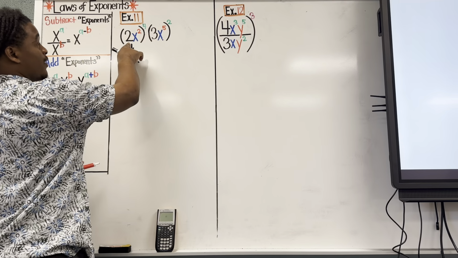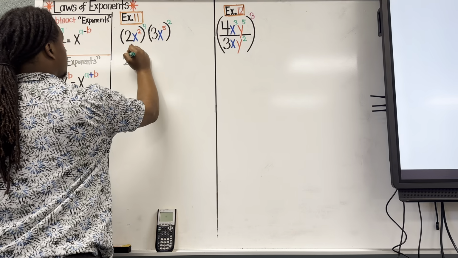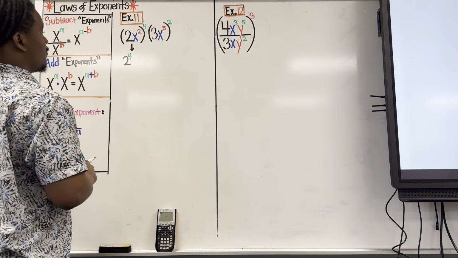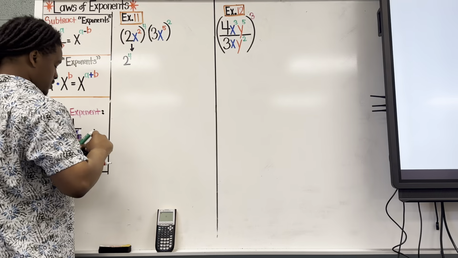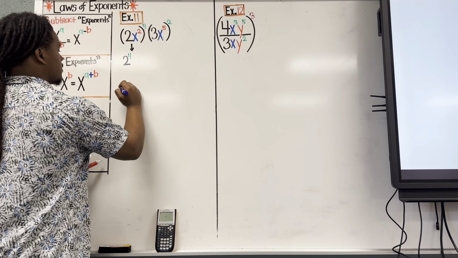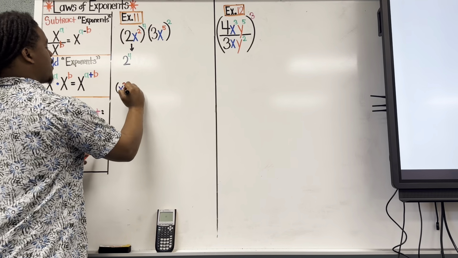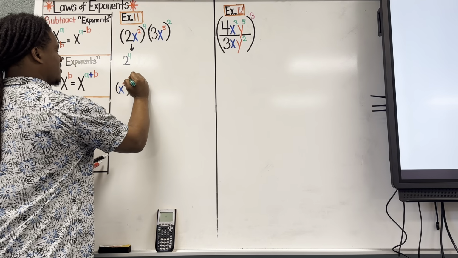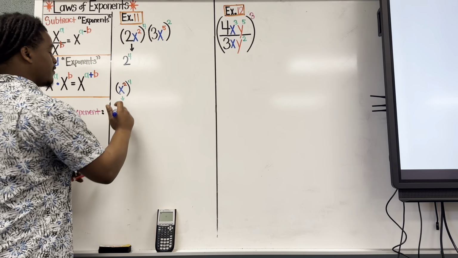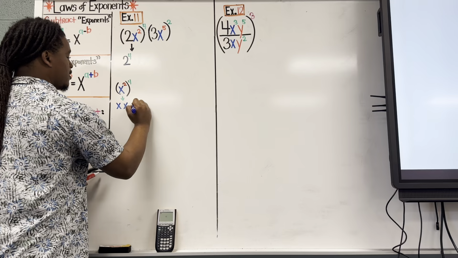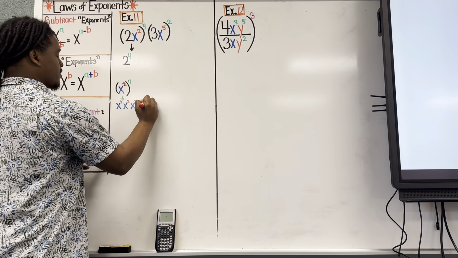So the coefficient of 2 is going to become 2 to the power of 4. Now, I just want to explain the x squared to the power of 4. So let me just show y'all what I mean. Once again, we have x squared to the power of 4. That means that we're going to multiply x squared by itself 4 times.